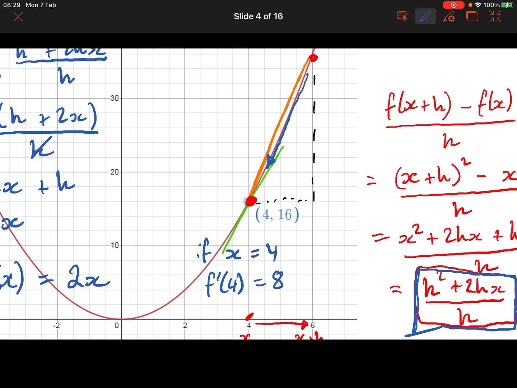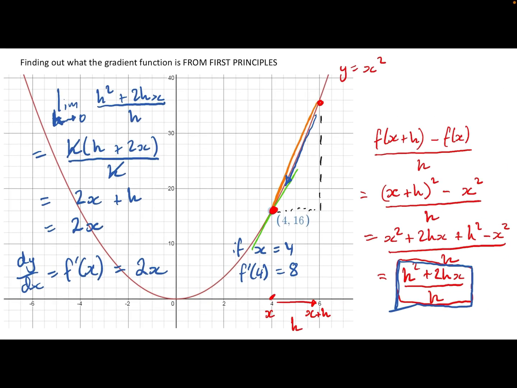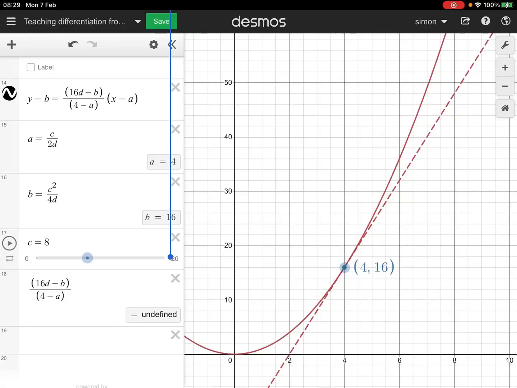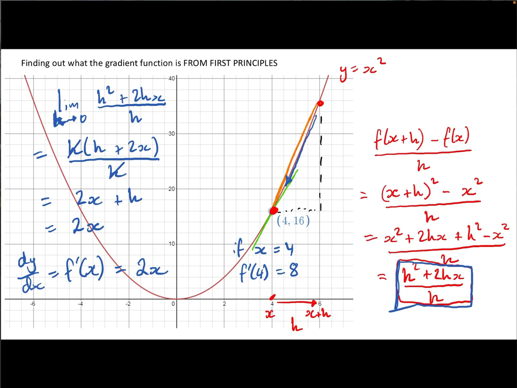Let's just zoom out. What I know is that the gradient of the dotted line here is 8. And if the gradient of that dotted line is 8, then the gradient of the curve at that point is also 8, because they are the same thing. Hope that makes sense. There's more videos to come, but let me know if you want me to clarify any of that.